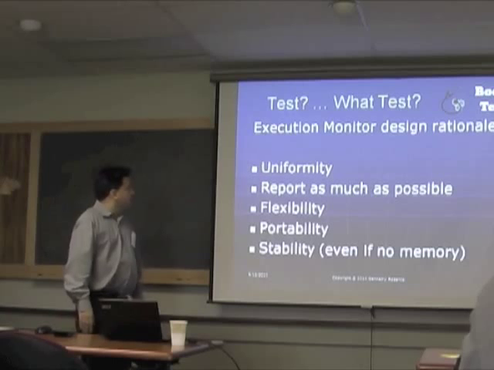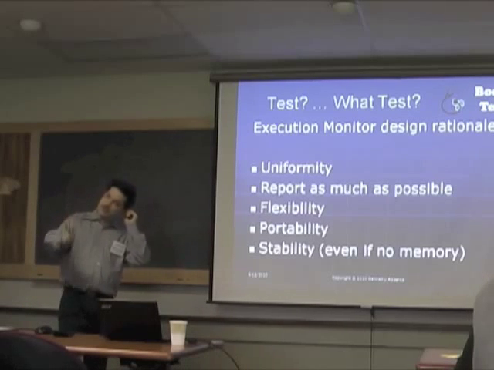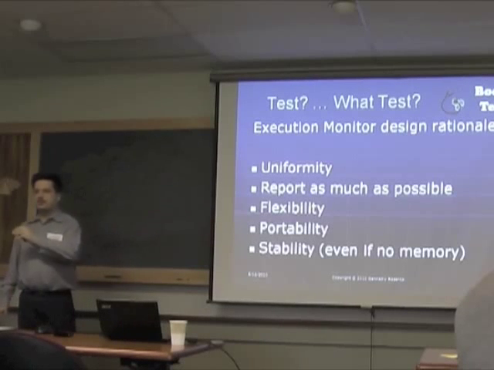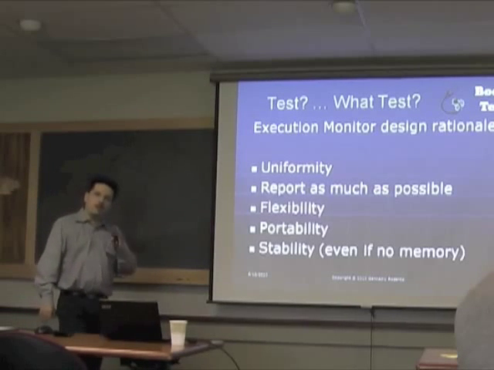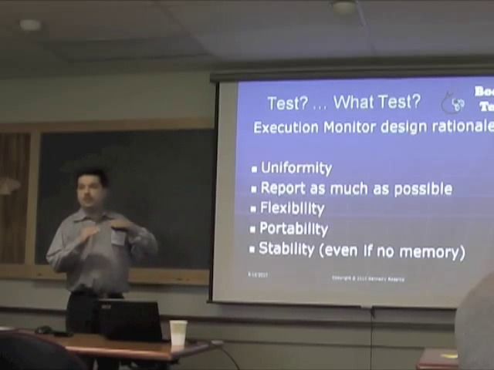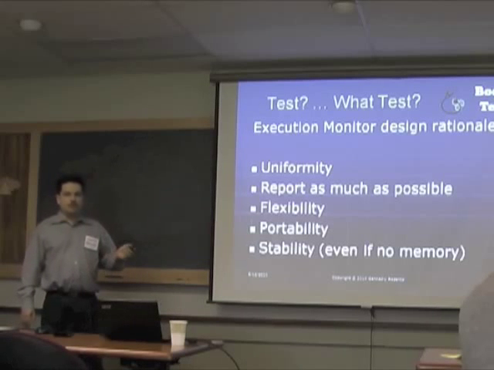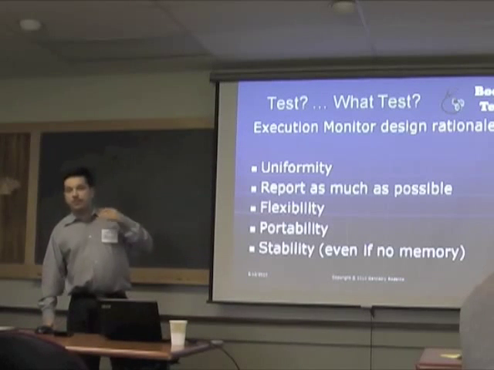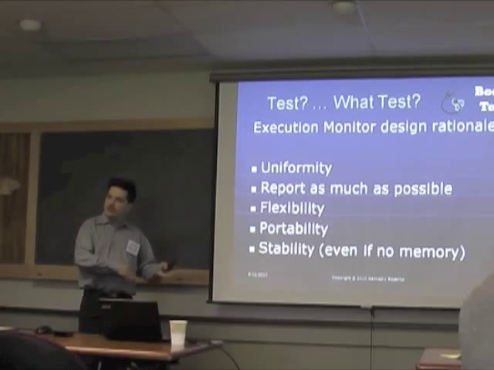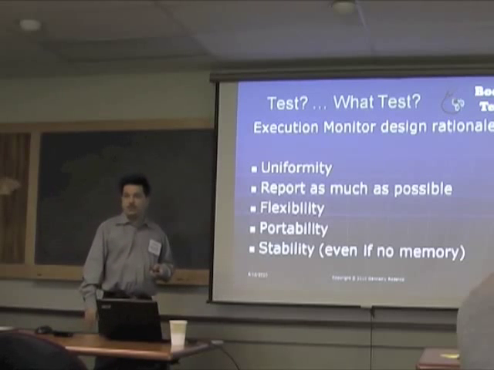So the design rationale for this component included uniformity. It's very big in the design rationale. You want the reporting to be very uniform, whatever errors. Windows, Linux, FreeBSD, Mac, the errors are always reported the same way. You can write the application and deal with them uniformly. It tries to report as much as possible for a given error, and it tries to be flexible, to allow you to tweak whatever you want to tweak. If you want to run with a floating point exception enabled or disabled, if you want to have a timeout or not for the function being executed.